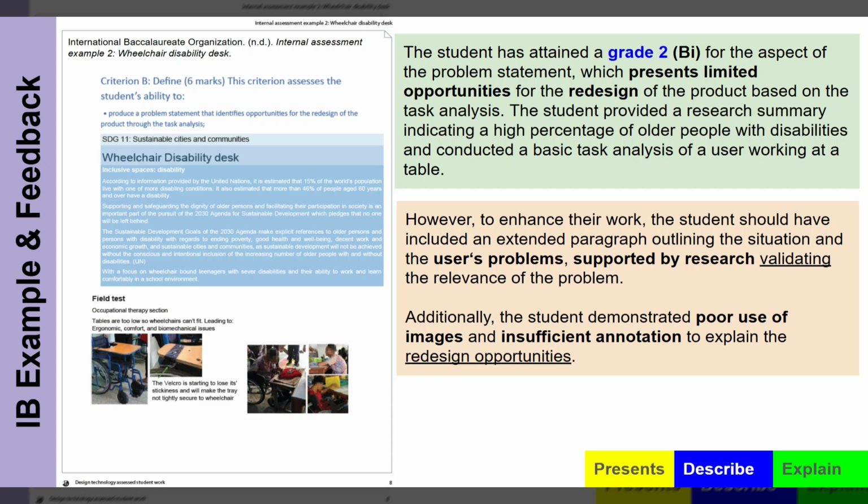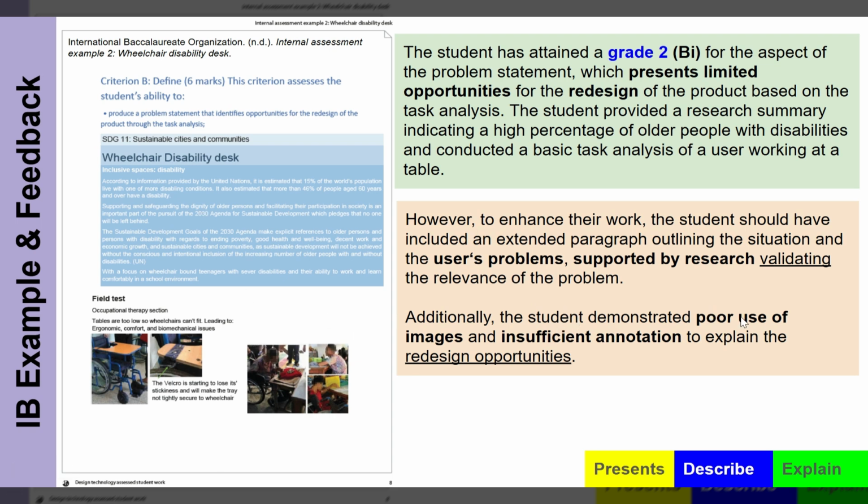The student provided a research summary indicating a high percentage of older people with disabilities and conducted a basic task analysis of a user working at a table. Okay, so this here shouldn't essentially be here. This should be in criterion A, like this field test, it shouldn't be in B1. However, to enhance their work, the student should have included an extended paragraph outlining the situation and the user's problem, supported by research validating the relevance of the problem. So basically what they're saying there, reading between the lines, is that this should be included in criterion A, and then that would allow you to synthesize the research.